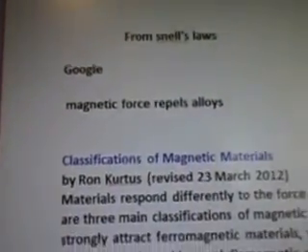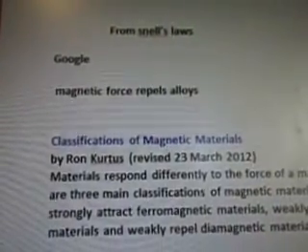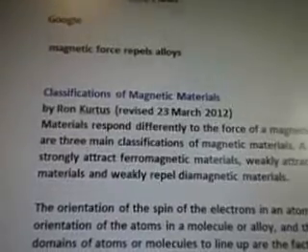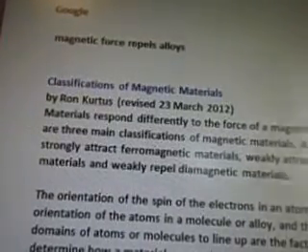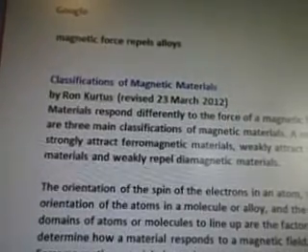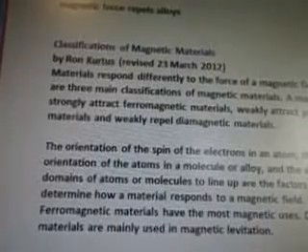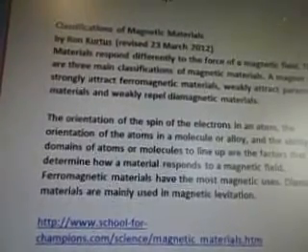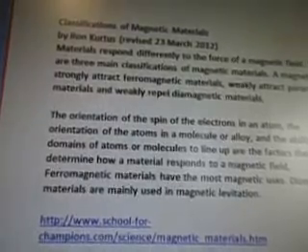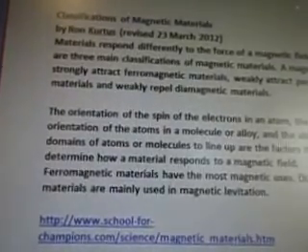From Snell's laws, this was a keyword, obviously. So we googled magnetic force repels alloys. What I was looking for was something that could repel alloys from each other, because it's part of the design idea for the spaceship and the elevator. So, classifications of magnetic materials. This is a quote by Ron Kurtus. I guess he revised it March 2012. I found this on a blog, okay?